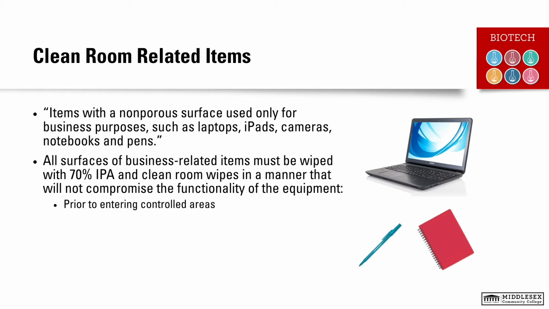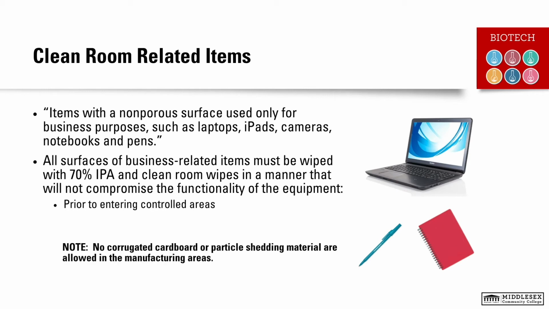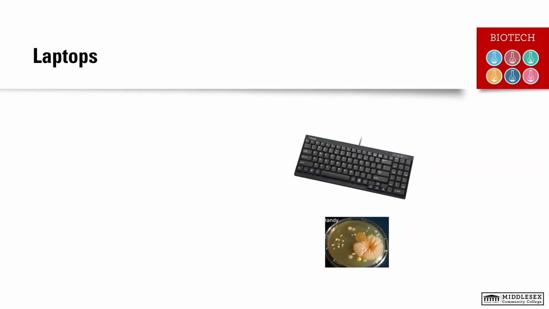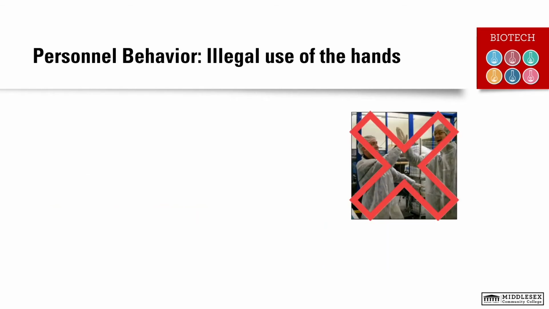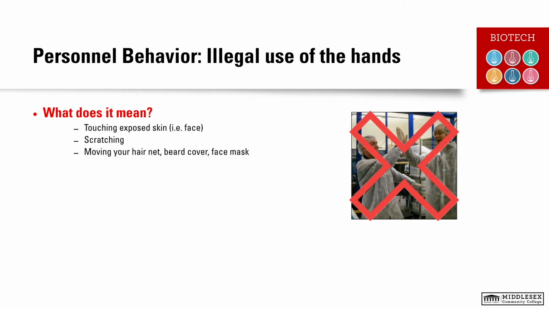When wiping down your equipment, remember not to compromise the functionality of the equipment, and avoid overuse of the 70% IPA solution. No corrugated cardboard or particle shedding material should be allowed inside the clean room environment as well. Make sure to clean both the outside of your laptop and the inside, which would include the external, the screen, and the keyboard.